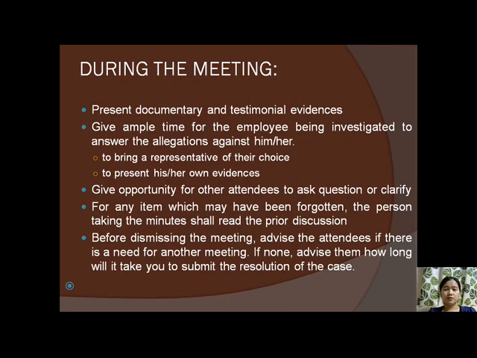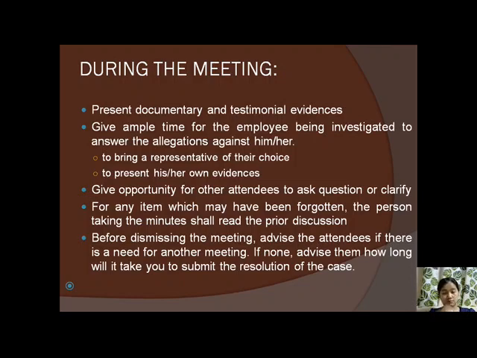And then you need also to present documentary and testimonial evidences. So based on those incident reports, in addition to that, if you have witnesses invited, then you let those witnesses talk also, to really lay down what took place. Okay? And then give ample time for the employee being investigated to answer the allegations against him or her. So to bring a representative of their choice to present his or her own evidences.